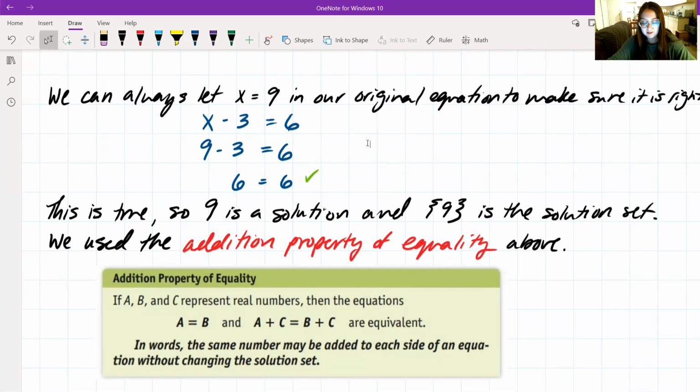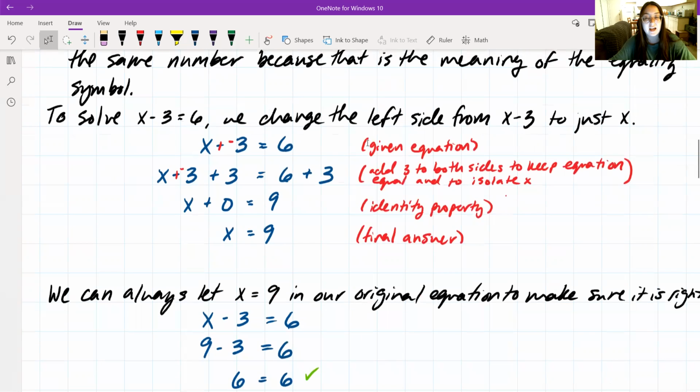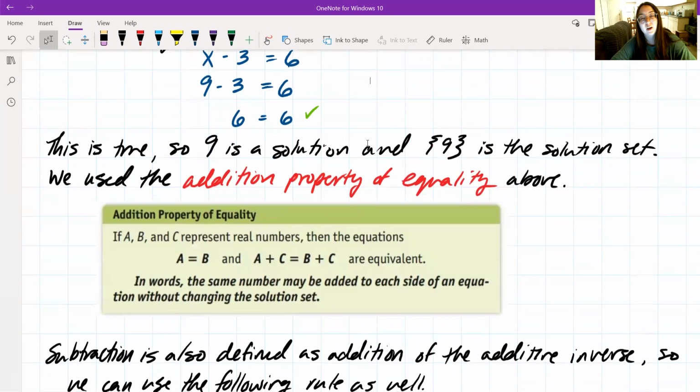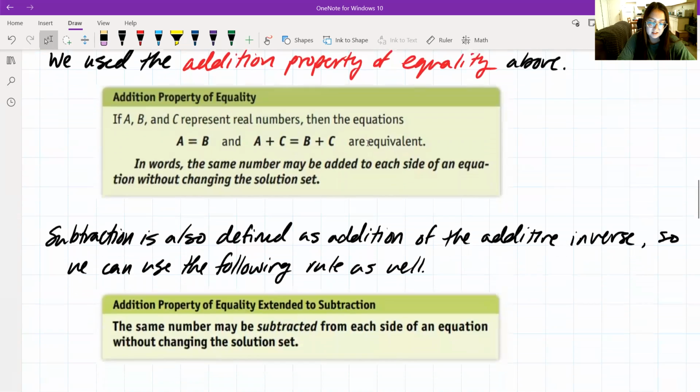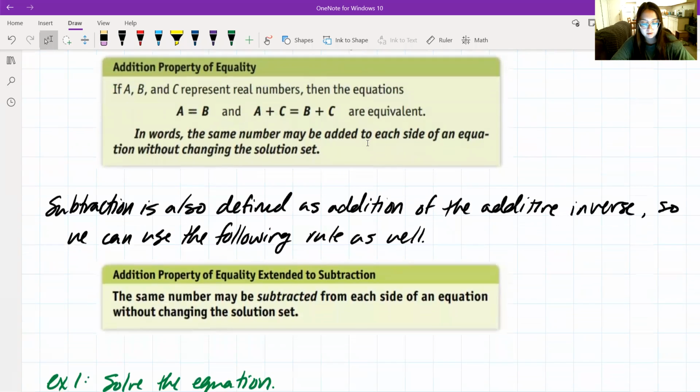Then we can say we used the addition property of equality above. What we just did, where we added our additive inverse, was using our addition property of equality. It states that if a, b, and c represent real numbers, then the equations a equals b and a plus c is equal to b plus c are equivalent. In words, the same number may be added to each side of the equation without changing the solution set.